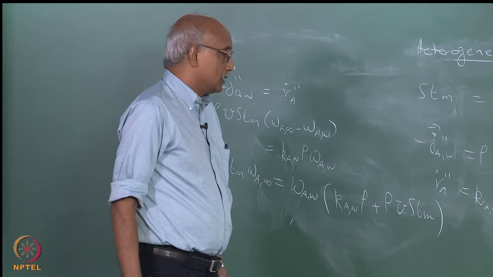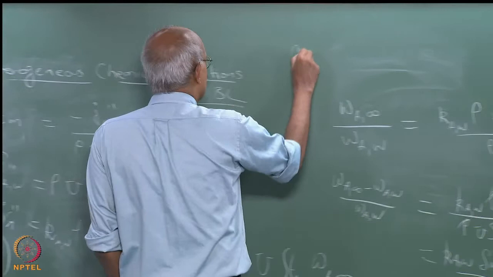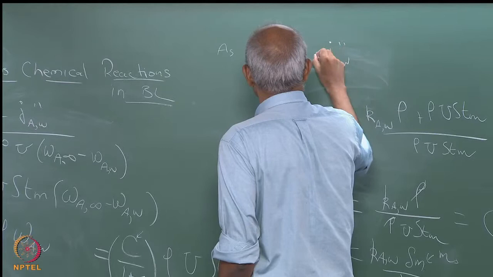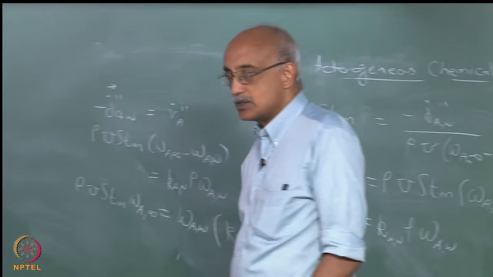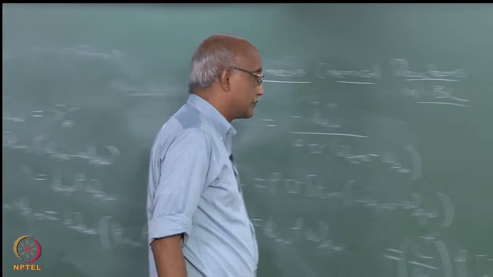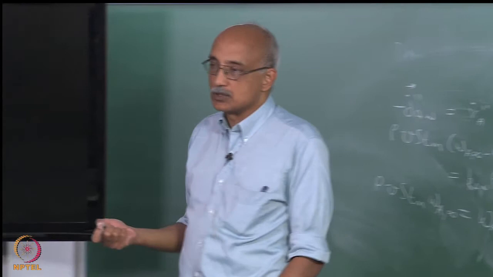Now, what does it mean when we say C is a very small value? As C tends to, let us say, 0, what happens to the diffusive flux? As C tends to 0, essentially the flux will go to 0 also, right? As omega A W tends to a very small value, C tends to a very large value. So, the smaller the value of omega A W, the greater will be the diffusion flux to the surface.